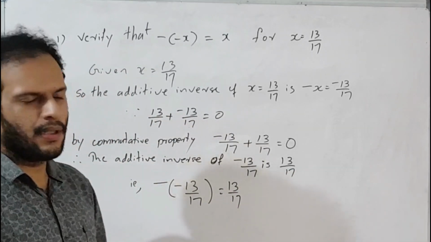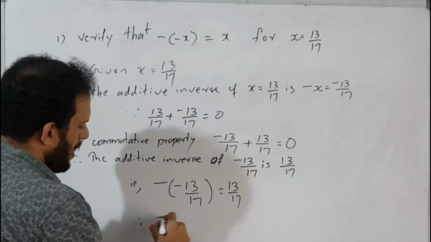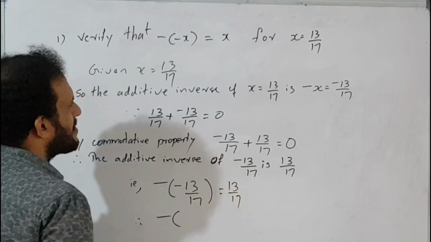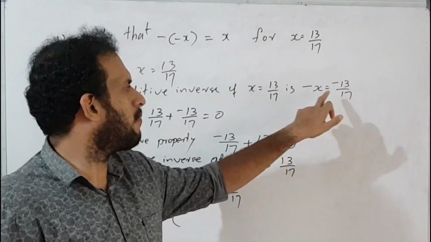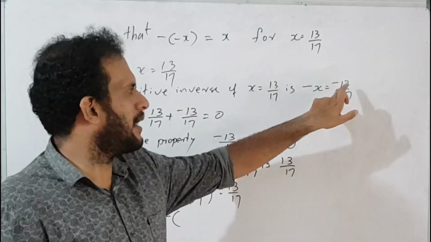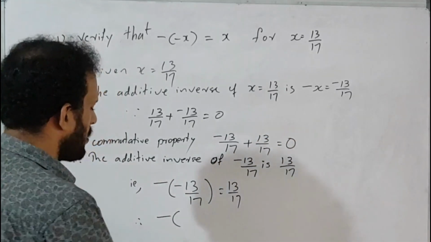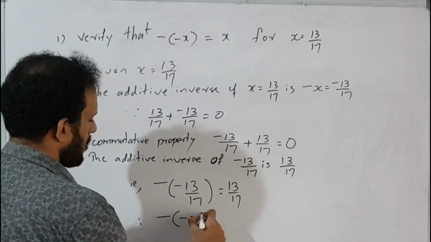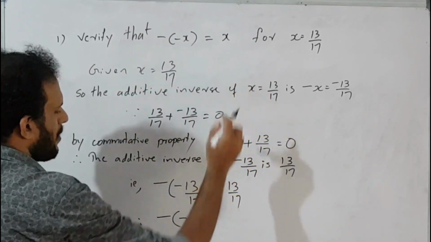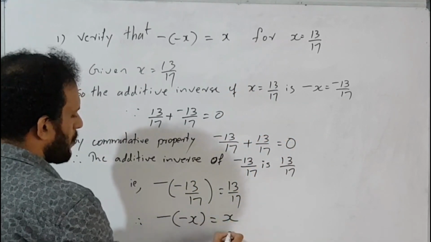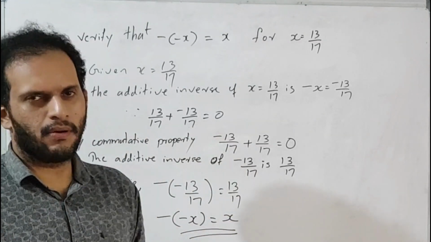13/17, okay? Then minus of -13/17 is the value of -x. Right? -13/17 is the value of -x. So minus of -x is equal to 13/17, which is the value of x. Then minus of -x is equal to x. I think you got this idea.